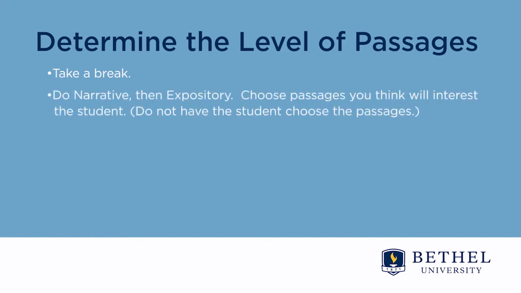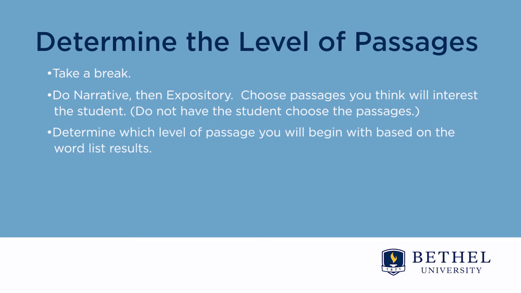Begin with a narrative passage. Look at the highest level word list level where the students scored in the instructional level. Choose a narrative passage at that level. If you feel the student just barely made it above the frustration level, you might choose to do a narrative one level below that. Choose a story you think might be interesting for the student.